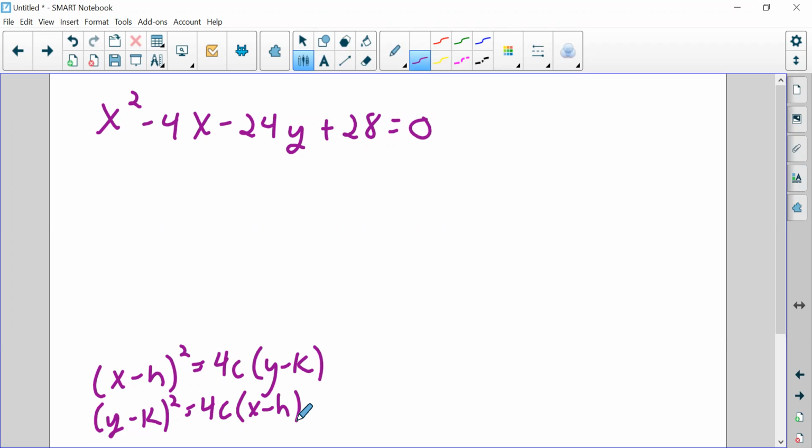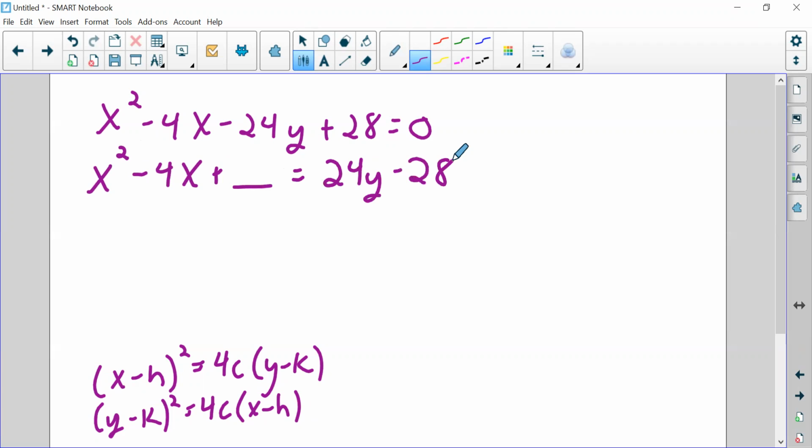So your first step is to write every term with x on the left side, and every term that doesn't include x moves to the right side of the equation. I'll rewrite this as x squared minus 4x, leaving myself a blank here. Then I'm going to move the y term over, and the constant term over. When I switch sides of the equal sign, I have to change operations, so I'm adding 24y and subtracting 28. So that's step 1: rewrite it so the variable terms being squared are on the left by themselves, and all other terms on the right.